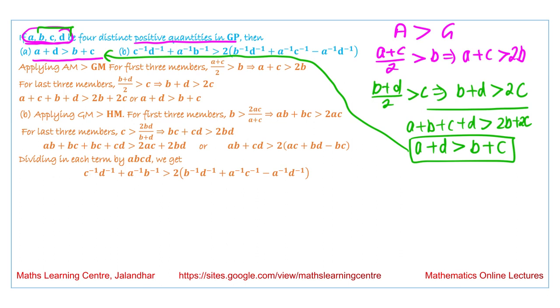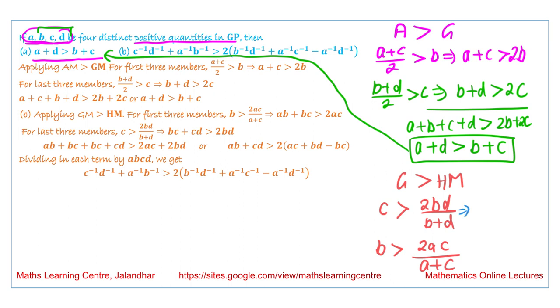Now second, we are using the inequality that the geometric mean is greater than the harmonic mean. For the last 3 terms, the geometric mean is C, and we obtain that it is greater than 2BD by B plus D. For the first 3 terms, we have B is greater than 2AC by A plus C. Now from this first equation, we can write BC plus CD is greater than 2BD. From this equation, we can write BA plus BC is greater than 2AC.